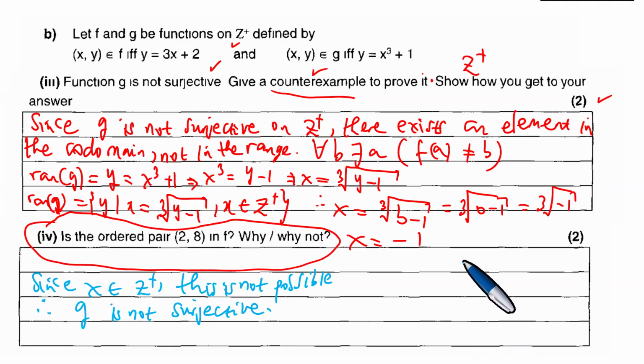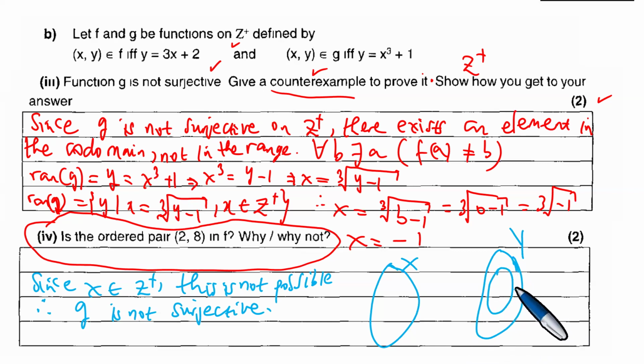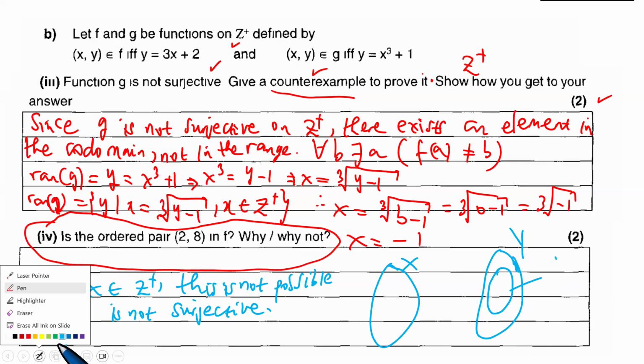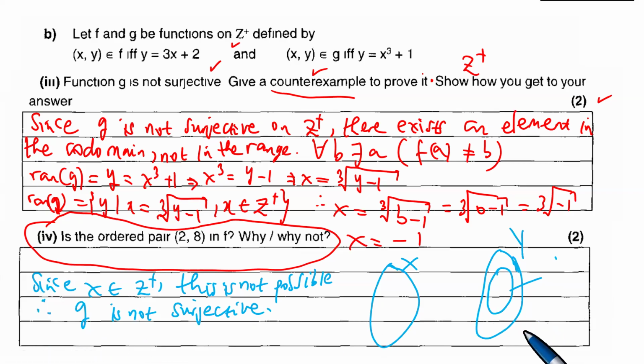What is the meaning of this? We speak about two sets, X and Y. There's something we call the codomain and there's something we call the range. So the codomain sits inside the range, and therefore the codomain is a subset of the range.